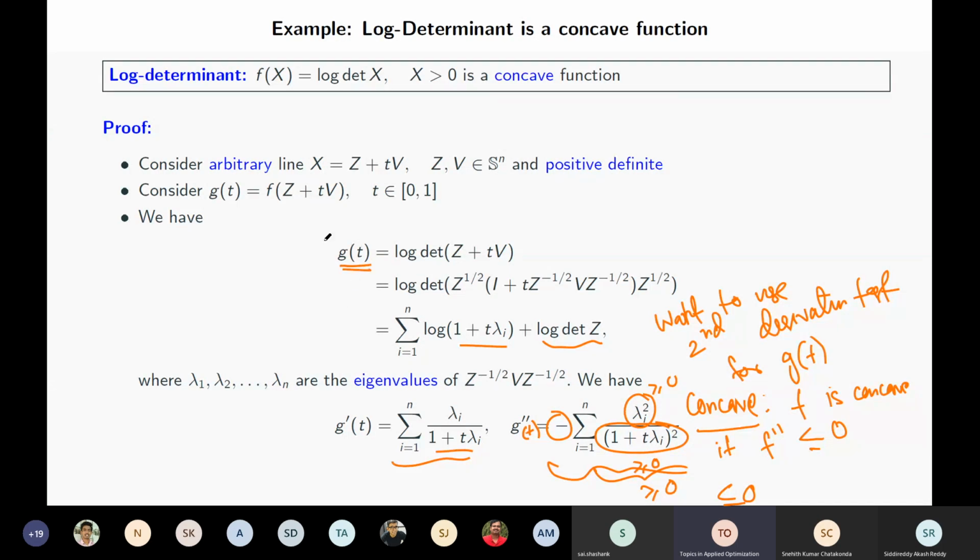In other words, the function f restricted on the arbitrary line is concave. And since the line is arbitrary, we conclude from the previous result that f is a concave function. Okay, so this is how we prove this in this case.